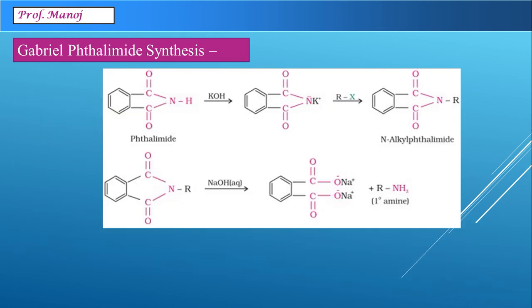Now, just for the sake of understanding, let us see the whole course of reaction together. Phthalimide first treated with KOH. H is replaced with K, it becomes N minus and K plus. This is treated first with RX to produce N-alkyl phthalimide. N-alkyl phthalimide is treated with NaOH to produce primary amine.